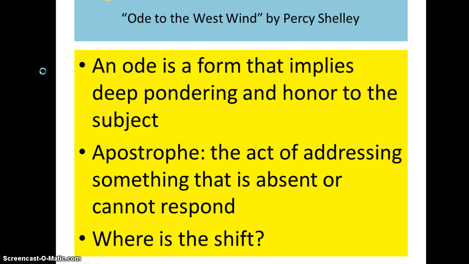All right, so let's move on to Percy Shelley's Ode to the West Wind. Couple of notes. An ode is a form that implies deep pondering and honor to the subject. So we immediately can know that that's kind of what Shelley's looking at by calling it ode. The other element we want to look at, and I want you to watch for, is the technique called apostrophe. This is the act of addressing something that is absent or cannot respond. Also, where do you see the shift in the poem?